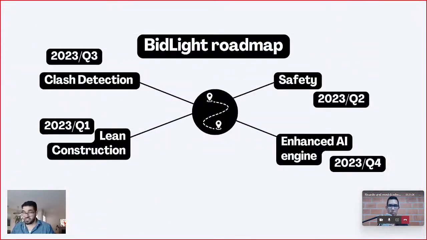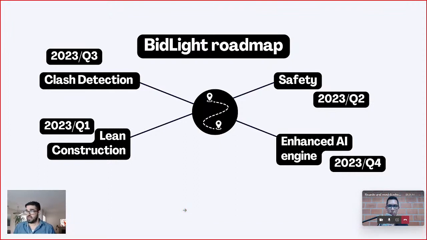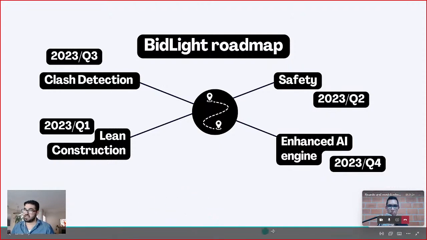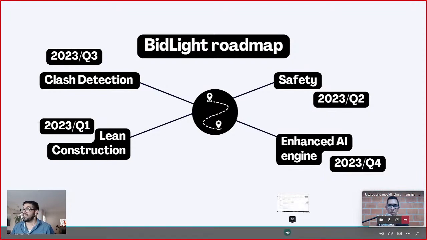So back to our presentation. As I said, Q1 next year will be lean construction. In Q2 we're planning to release our safety feature. We do have a rough prototype, but it's not public yet. We're going to keep working throughout all the quarters on our AI engine, and we're going to optimize it and make sure that all the costs that come to you are very detailed and very accurate. And obviously clash detection is something we're planning to add.